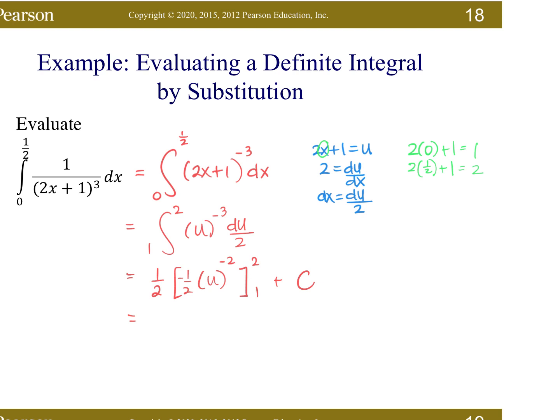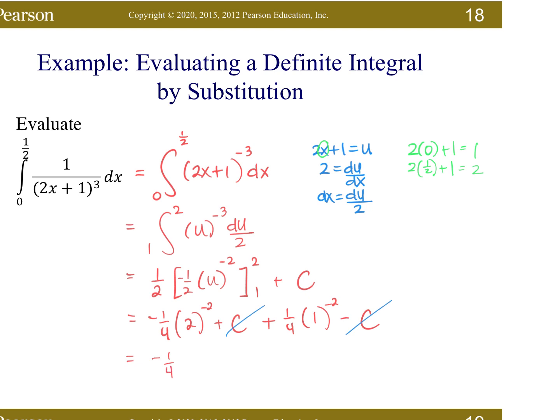So this would become -1/4. That's the combination of the two coefficients. And then times 2 to the -2 plus c. And then minus -1/4, which changes to 1/4, times 1 to the -2 minus c. So Tyler, here's where you were right. The plus c and the minus c cancel each other out. And I'm going to get a numerical value which stands for the area.